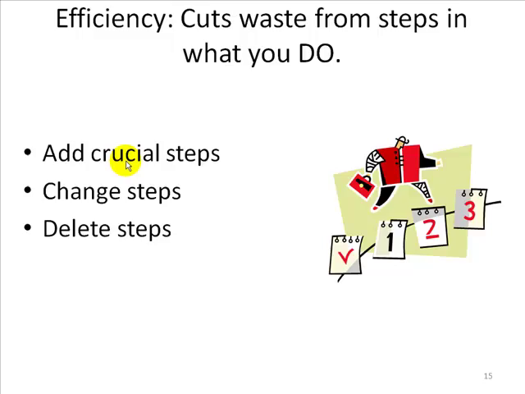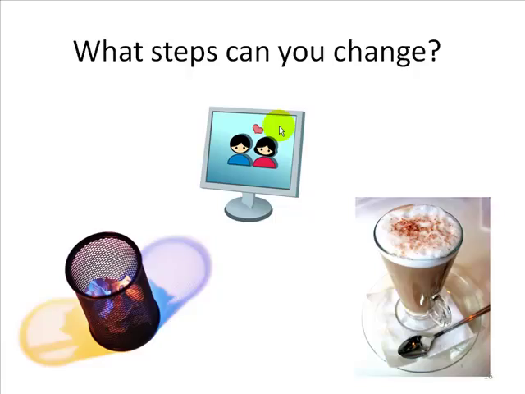Efficiency cuts waste from the steps in what you do. Maybe you are leaving out an important step, like bringing your book with you when you go out to breakfast with your grandpa once a week. I don't know, because he tends to be late. What is it that you can add in to help you study better? Or maybe some steps need to be changed, or maybe some steps like checking Facebook before you get going, maybe that's not contributing as much as some other steps could. What steps can you change?